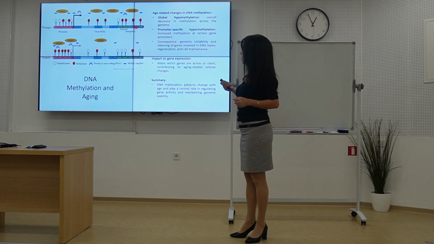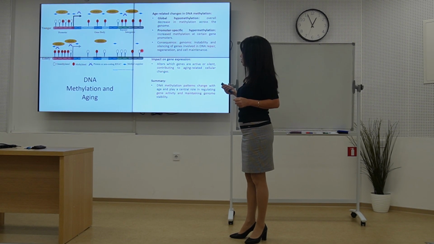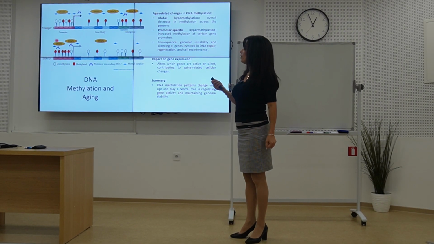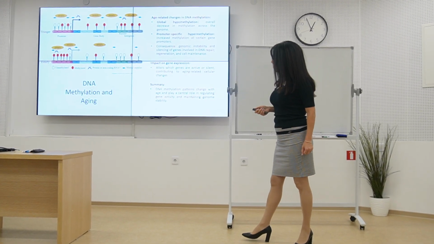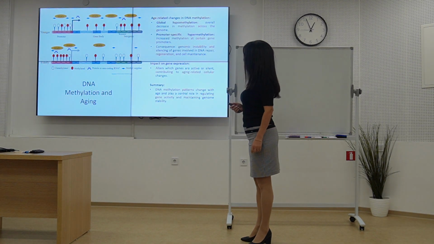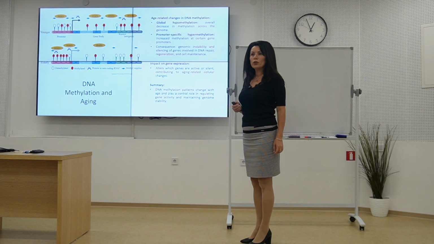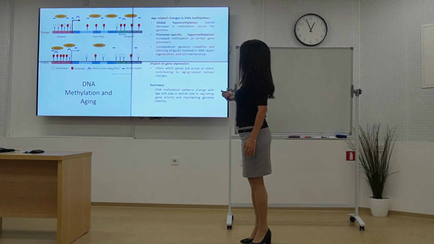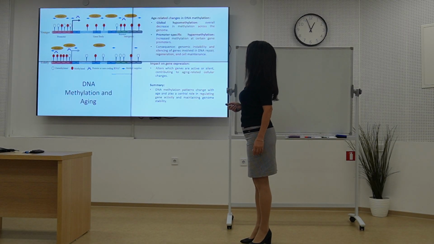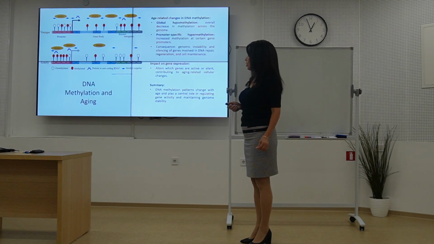In the other part of the genome, of the genes, there is hypomethylation in the elderly people and hypermethylation in the promoter part of the genome. The consequence: genomic instability and silencing of genes involved in DNA repair, regeneration, and cell maintenance. The impact on gene expression is that it alters which genes are active or silent, contributing to aging-related cellular changes.